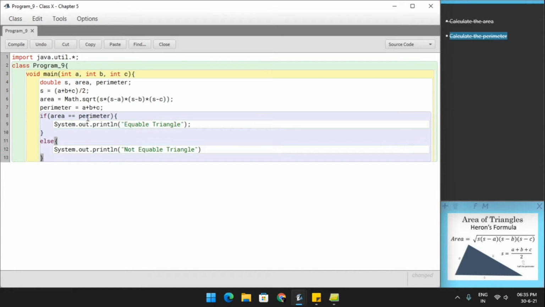The if-else condition is pretty straightforward, I believe, and if the area is equal to the perimeter, we print that it's an equable triangle, and if it's not, then we print that it is not an equable triangle. And also remember guys, do not put a single equal to like this, because this will mean that you are assigning the value, and this is the conditional operator, that is double equal to. Now we can close the program and test it out guys.